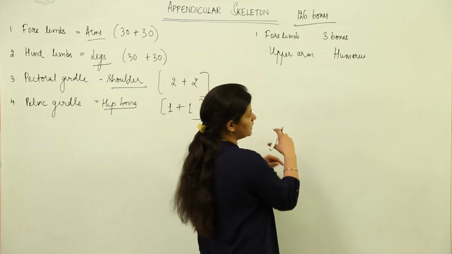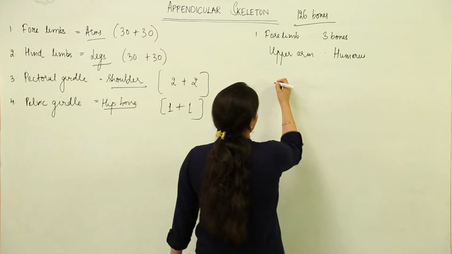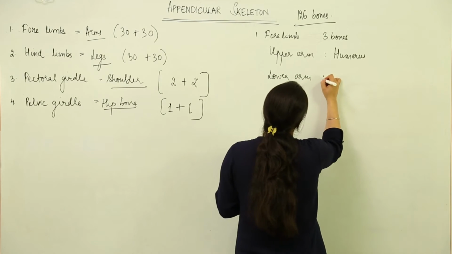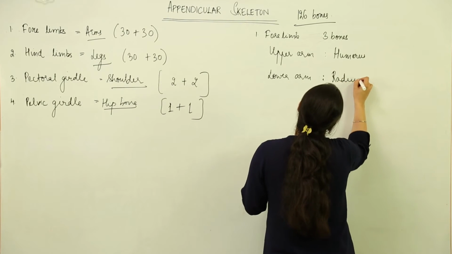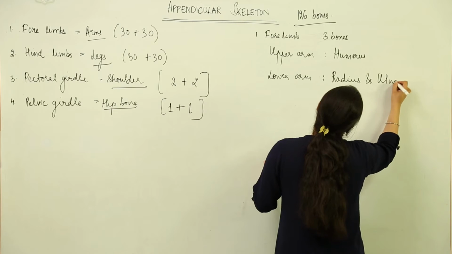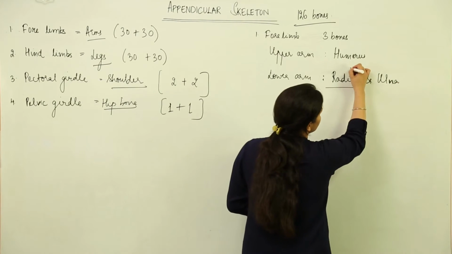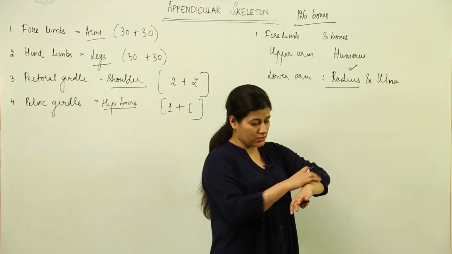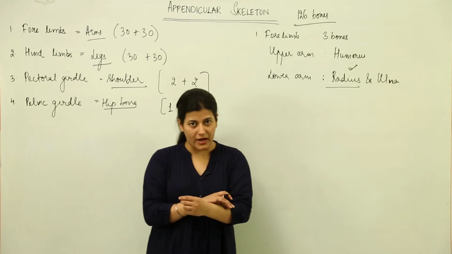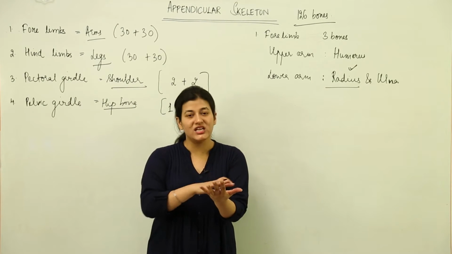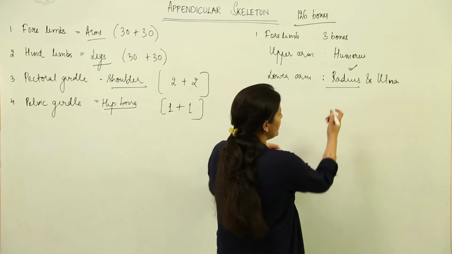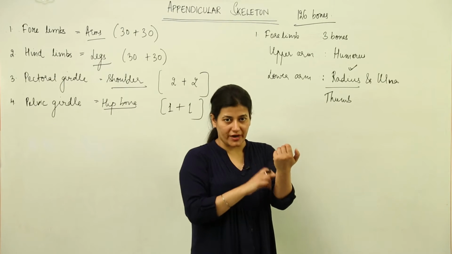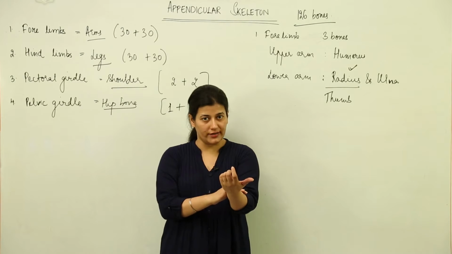Then it articulates with the lower arm, which has 2 bones, radius and ulna. Out of these 2, this one is larger. One thing you have to remember, because these bones in the lower arm are going to articulate with the hands: towards the thumb, the radius goes towards the thumb, the bone in your arm that is towards your thumb would be radius.